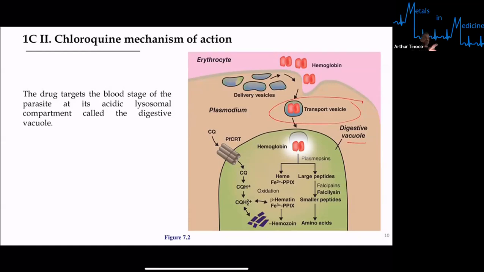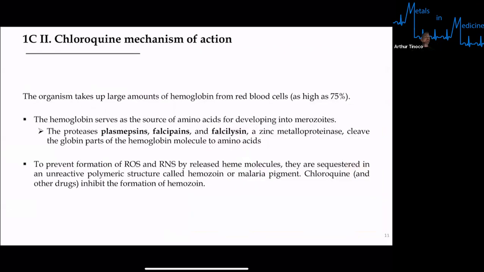So I'm going to show you this visual and I'll get back to it so we can see what exactly the chloroquine is doing. So the organism will take up large amounts of hemoglobin from red blood cells, as high as 75%. The hemoglobin serves as a source of amino acids for developing into the merozoite. So basically it is proteolyzing the protein, because now the protein will become broken down to peptides and amino acids that serve as nutrients for the parasite to be able to prolong and to move on to the next phase of its life cycle. So you have a series of proteases that are doing this, that are breaking down the protein. So these are some of the proteases that are involved.